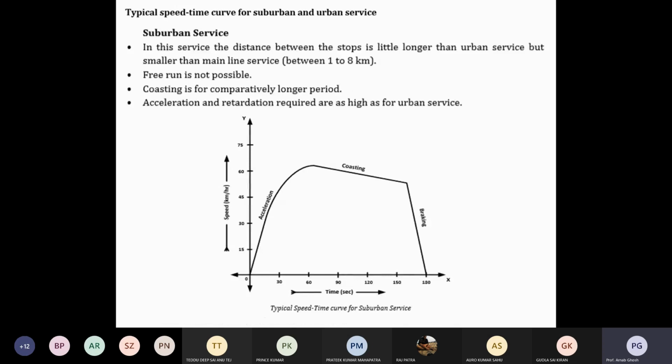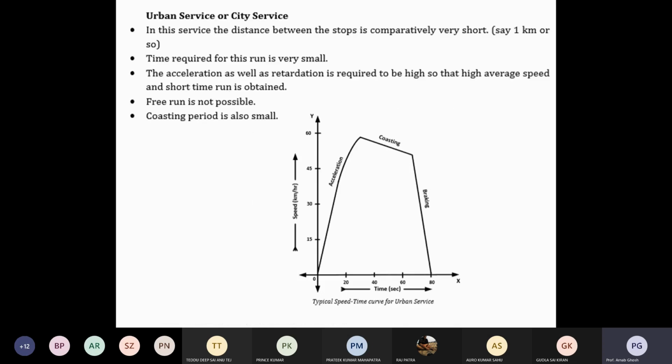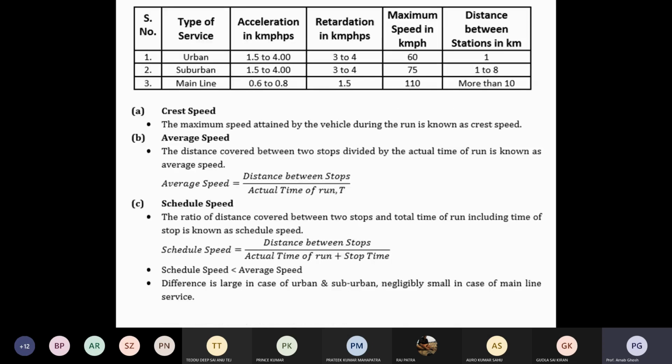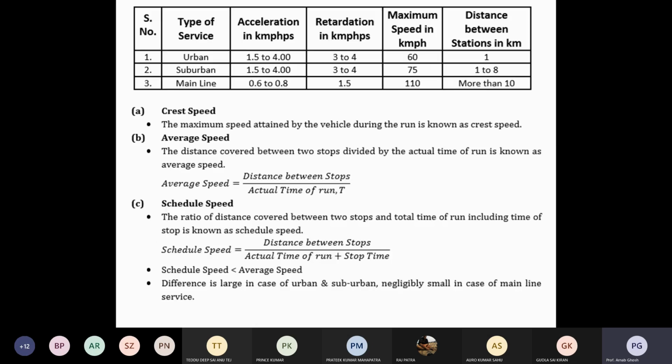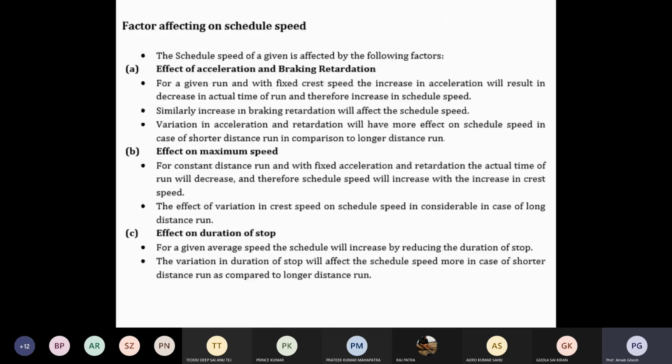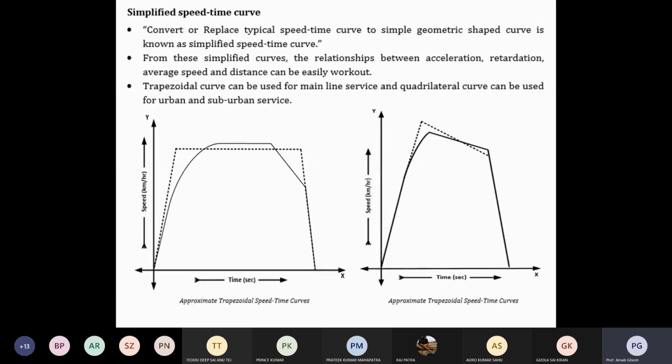Okay, then we factorized. We discussed the different factors about the scheduling of speed, average speed, and schedule speed. That portion I discussed in my last class. So finally we have simplified the speed time curve, to get the mathematical derivations on it.